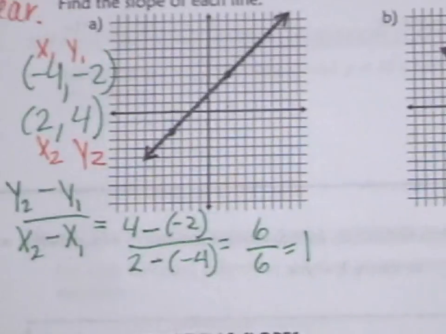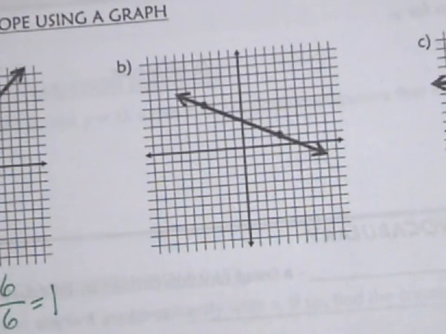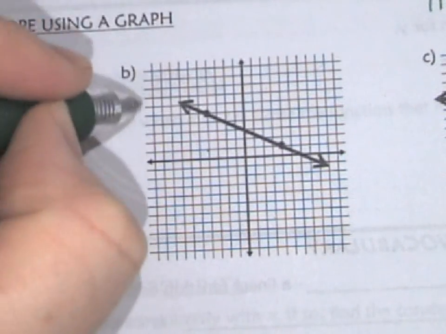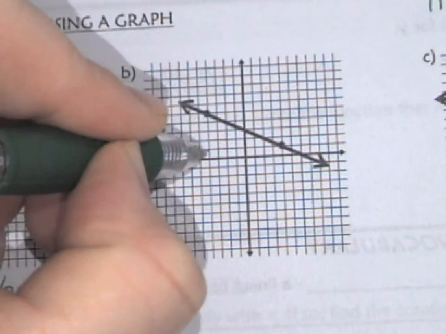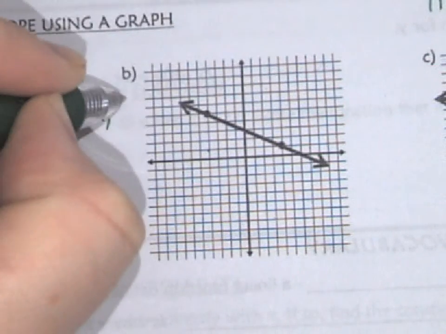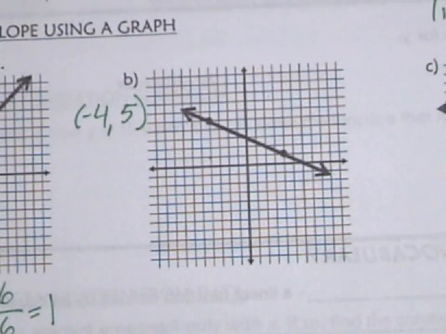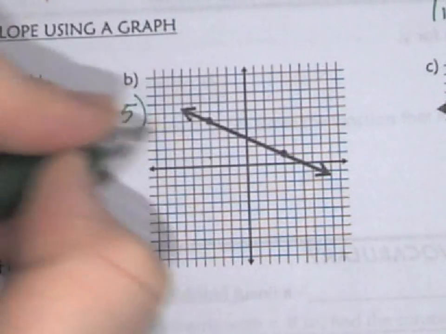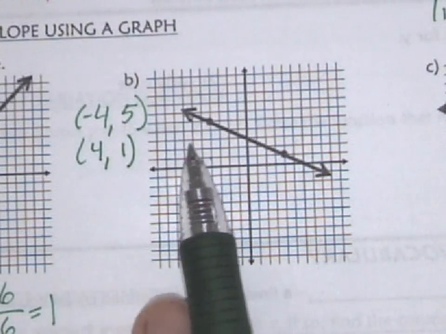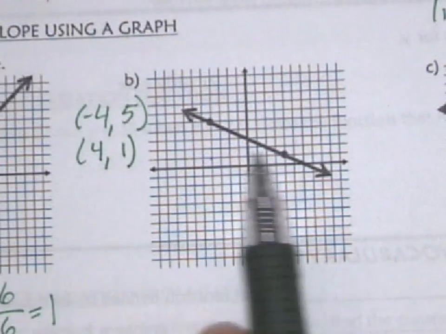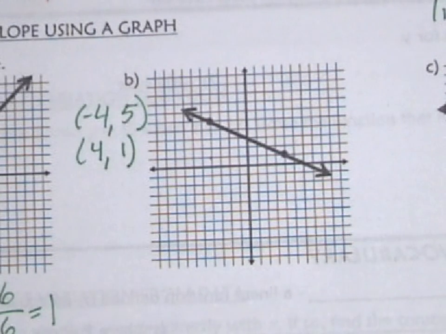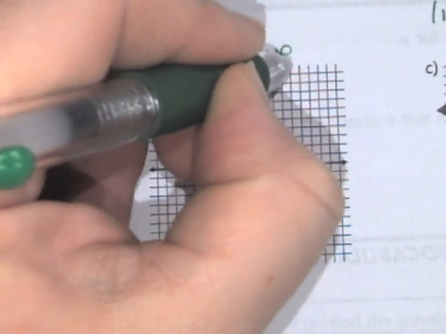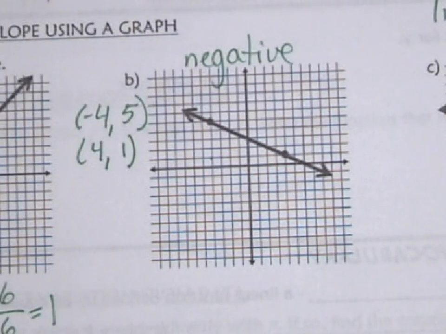So let's go ahead and do that for example B as well. So here we're going to find our ordered pairs. So again, -4, and then a positive 5. My other point here is (4, 1). Now I can see when I look at the graph, it's actually going down as I go from left to right. So my slope should be negative.